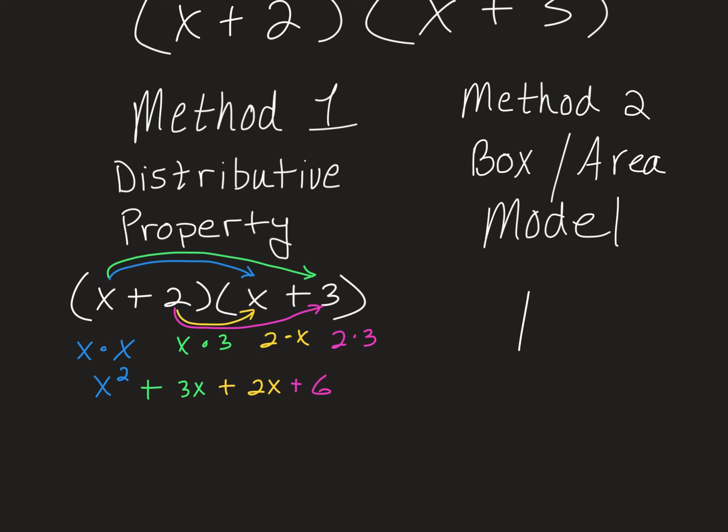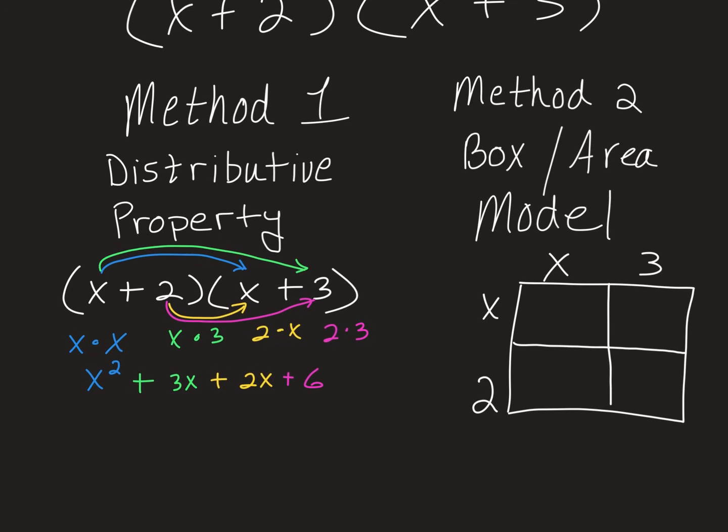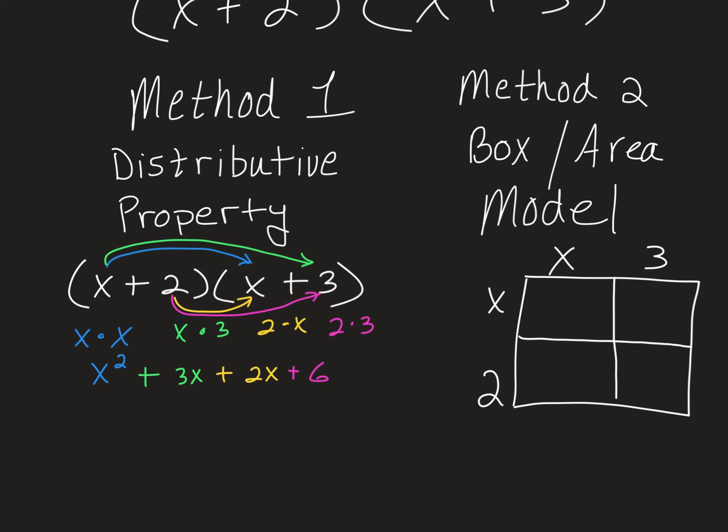Box method, as you'll recall, we're just going to make ourselves a little box. And we're going to use the first binomial, so the x plus 2. We're going to use that to be the length of the box. And then the x plus 3 is going to be the width of the box. And we're going to use those 4 individual terms to break up the box into 4 little smaller boxes, 4 little rectangles. And the reason this is called area model is because you use the idea of length times width, because that's how you find the area of a rectangle, right?